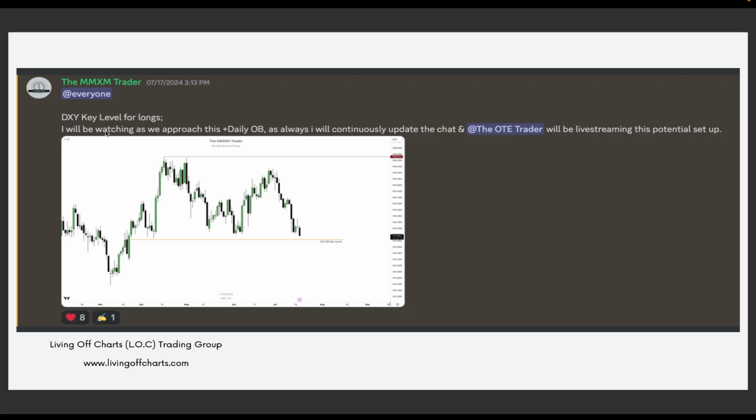Now, to confirm our USD CAD analysis for bullishness, we need to have the foundation agree with us. That foundation is the US dollar, and that's right here. Now, this is a callout from the Discord group: DXY key level for longs. I will be watching this as we approach the daily order block. As always, I will update the chat, and OT will be live streaming, which he did.